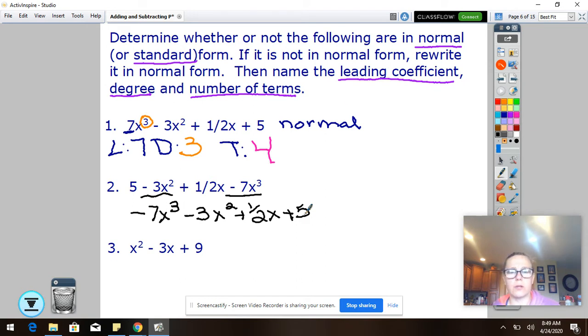So now, if we look at this, we can label our leading coefficient, our degree, and our terms. Our leading coefficient, what is the number that's in front? Looking here, it's a negative 7. My exponent, what is the largest exponent we see? It is a 3. And then again, how many terms? 1, 2, 3, 4. All right, so I'm hoping that makes a little bit more sense. Again, we will go over this more on Monday in our live instruction.